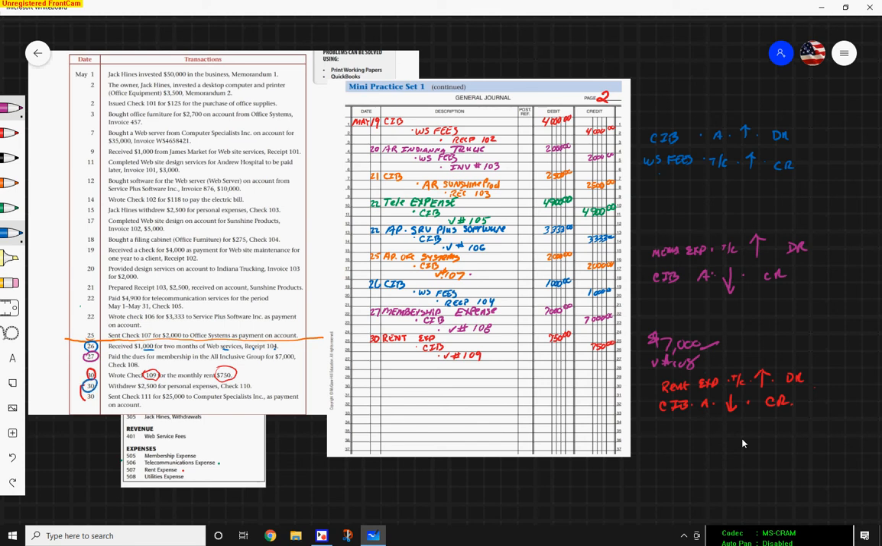It is the 30th. Put the 30 in there. What happened on the 30th? Withdrew $2,500 for personal expenses.